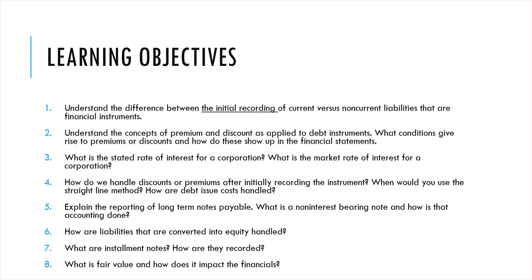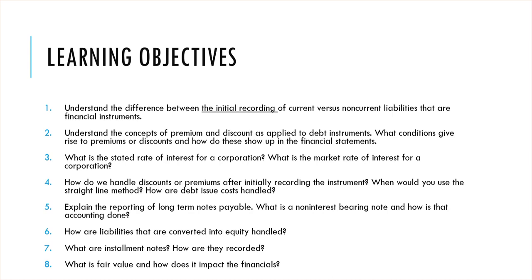It involves the flow of cash. So cash coming in, cash going out, and that sort of thing. And then under 2, understand the concepts of premium and discount as applied. And what conditions do we have when we have a premium or discount? And then how does it all show up in our financial statements? And all of this has to do with the stated rate of interest and the market rate of interest. So we need to talk about that a bit too.